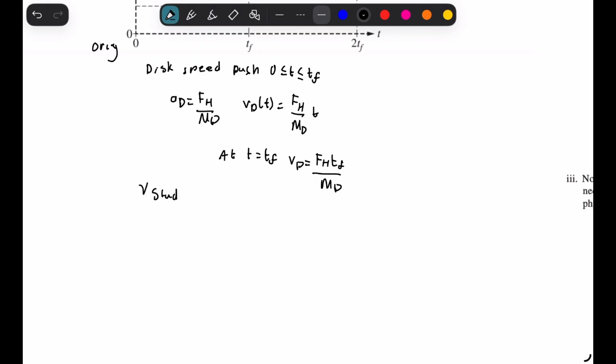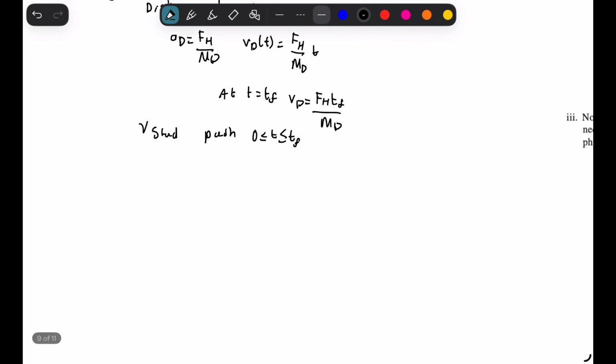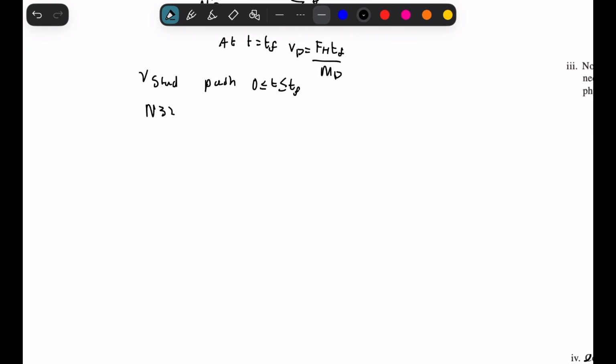What about for our student during our push, 0 less than or equal to t less than or equal to t_f? Because we have Newton's third law, if the student pushes the disc forward with a force of F_H, the disc is going to push the student backward with this force of F_H. So when we are looking at the student, you're going to have the summation of F_x equal to m_s a_s.